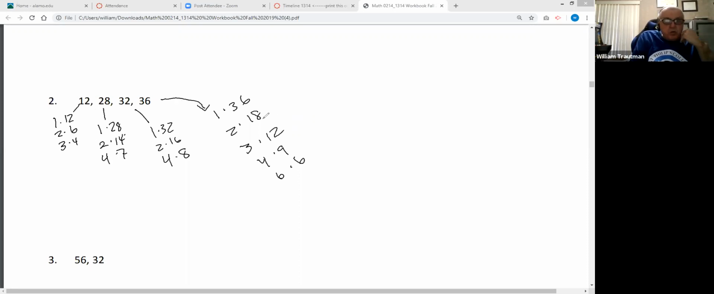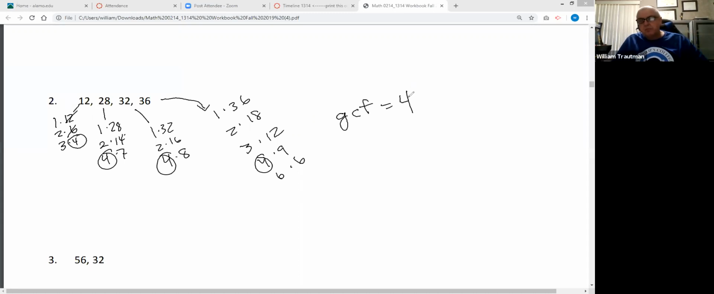So we look at what number is in common with all of these. Not 6. I don't see a 6 over here. Not 12. So I'm assuming it's 4 again. Yes. The greatest common factor equals 4 in this problem.